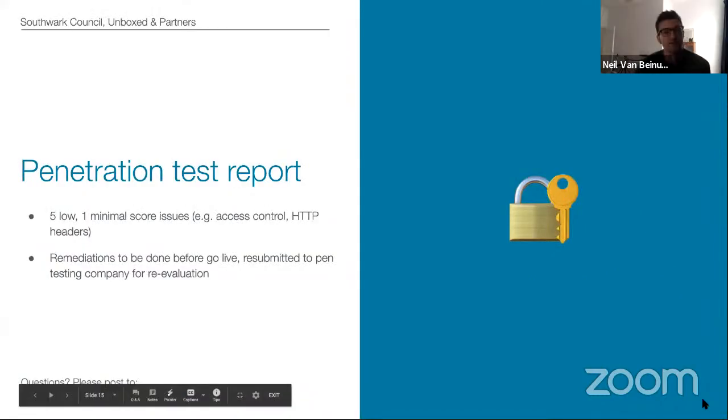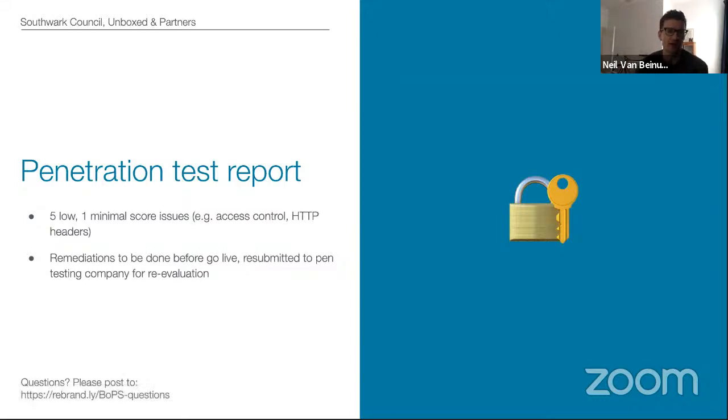Before I hand over to some of my colleagues, I'll mention that we had a security assessment or penetration test done on the system, and we got the reports back this sprint. They described 5 low and 1 minimal score issues. That's a scale from 1 to 5, with the issues scoring 1 and 2 out of 5, and 5 being the highest impact. So we're in a good position.